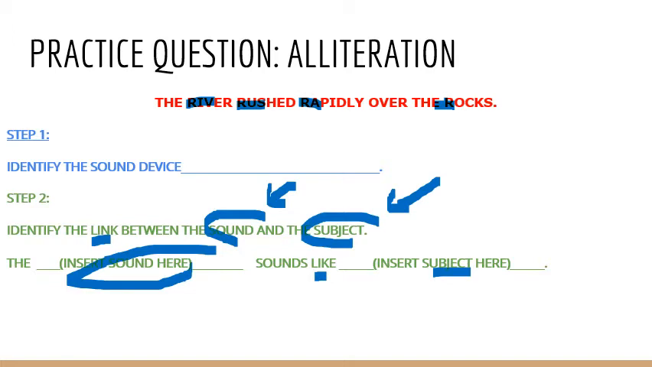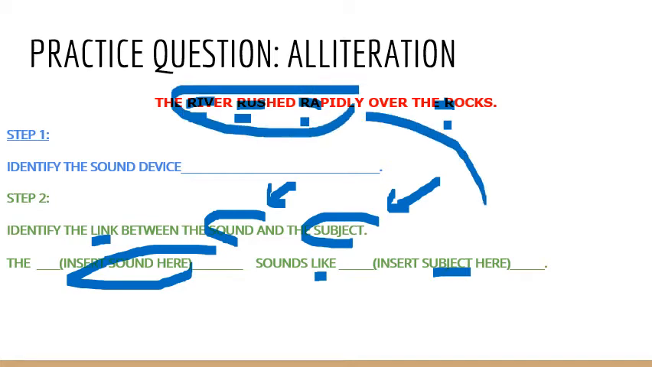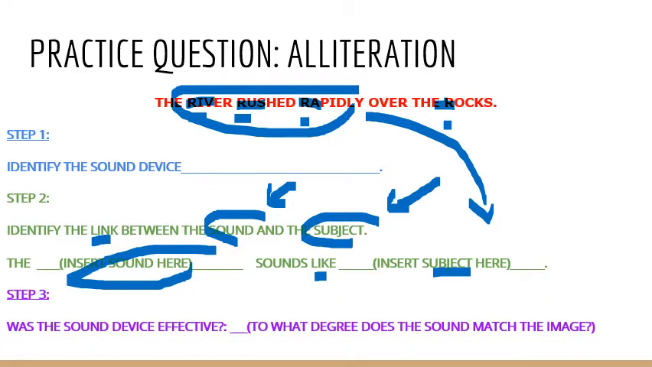Now if I look at what sound is being made here, that would obviously be the repetition of the R sounds. And what is it supposed to sound like? A river that is rushing rapidly over the rocks. So that's the sound that is made, and my subject is a river. Then I can get to my third step, and I can now determine whether the sound is effective.